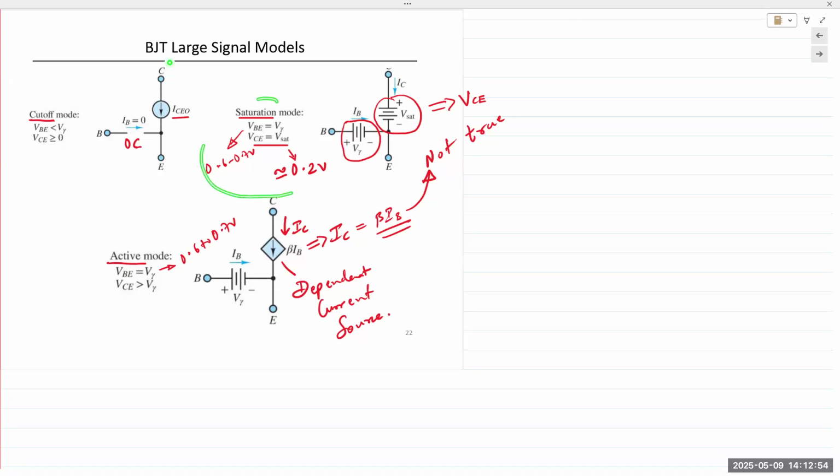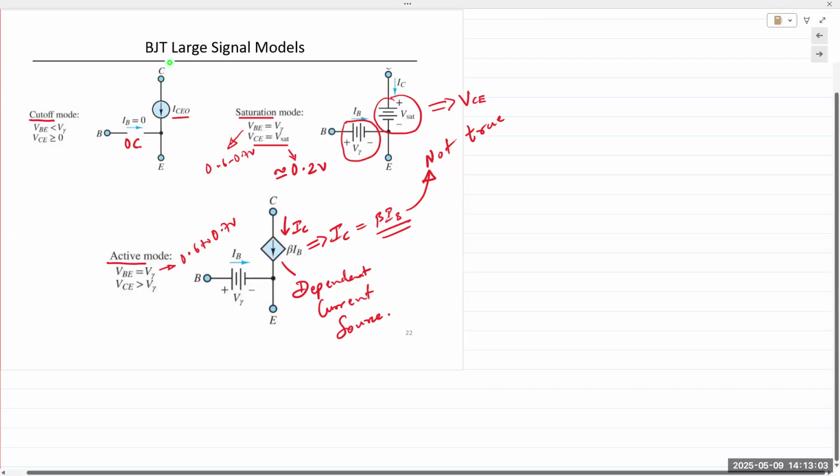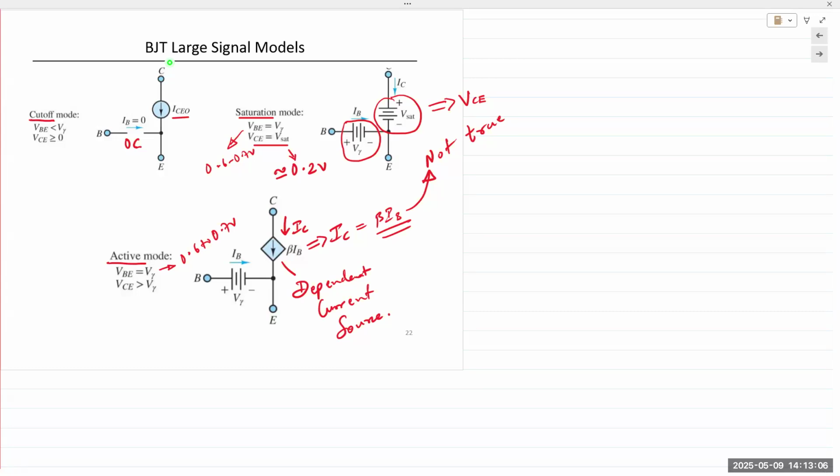In the saturation mode, both junctions are forward bias. The voltage drop across both junctions is constant. VBE is, of course, constant at V gamma. V gamma is what our author uses to note the forward voltage drop across the junction, typically about 0.6 to 0.7 volts. And then in saturation, when the collector emitter junction is forward bias and the collector base junction is forward bias, VCE drops to a level of 0.2 volts or less. So on both sides, we have a constant voltage drop. On the input side, we have 0.6 to 0.7 volts, and on the output side, we have VCE.